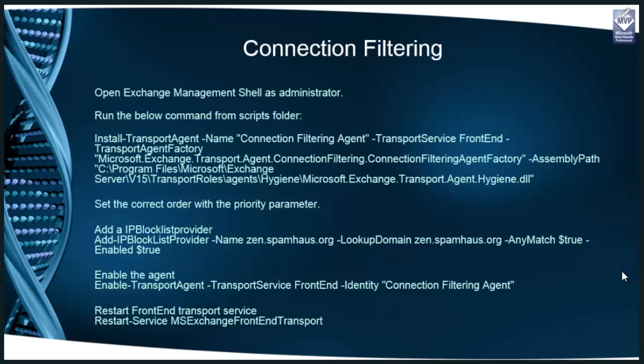So connection filtering doesn't come installed by default; it comes along with the install anti-spam agent.ps1. Here are the steps which you can follow to install connection filtering. Open the Exchange management shell as administrator, then run this command, install transport agent. It's one full command. Then set the proper order of the transport agents, where the first should be connection filtering, so that connection filtering can discard the connection if it's coming to your server from an expected spam server. After setting the correct order, we can add an IP block list provider by running the command add IP block list provider. Then we can enable the transport agent by running the command enable transport agent. Once you enable it, restart the front-end transport service. So remember, we have to run this on the client access server.